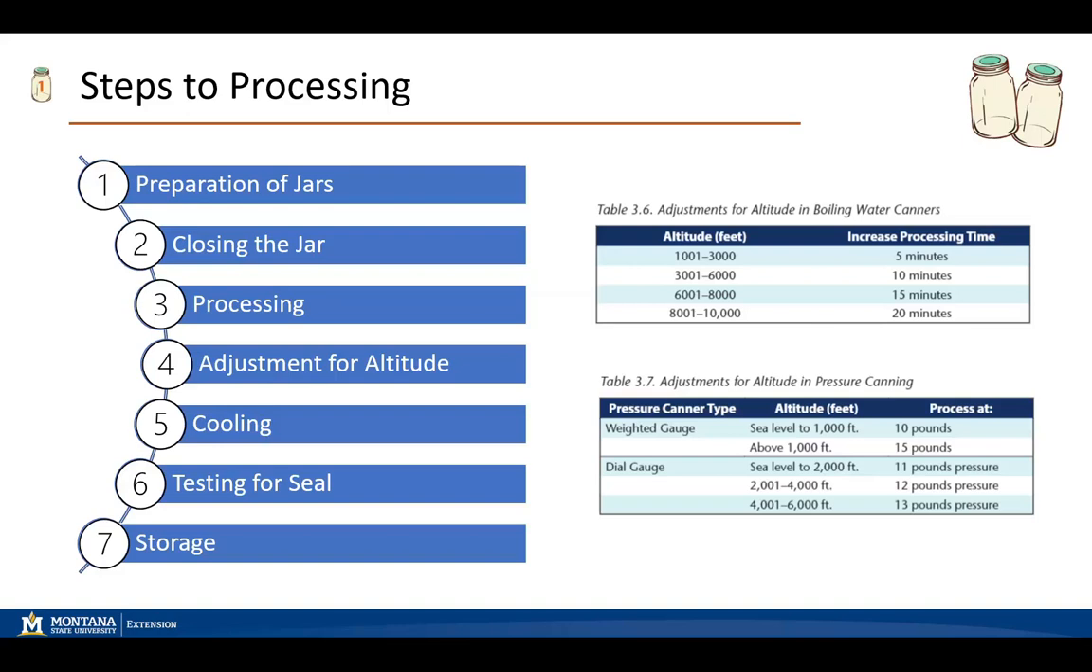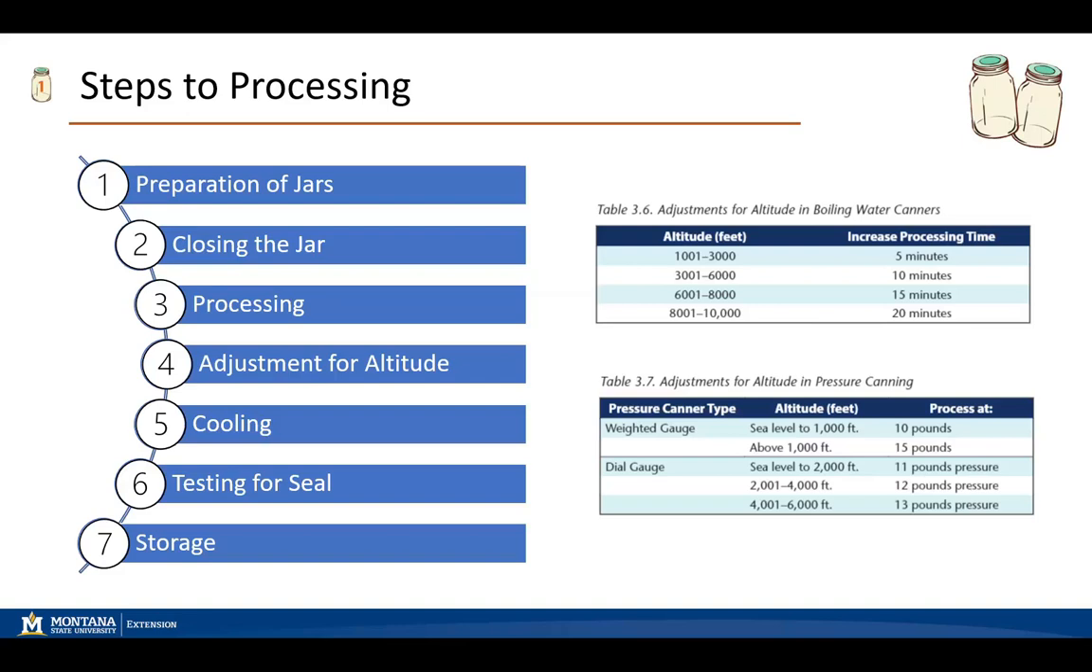To prepare the jars, it is important to check for any cracks, chips, or nicks, especially on the sealing surface. Clean jars before each use, and preheating jars can help prevent breakage. At the end of Chapter 3, Table 3.8 demonstrates ways and reasons a jar may have broken.